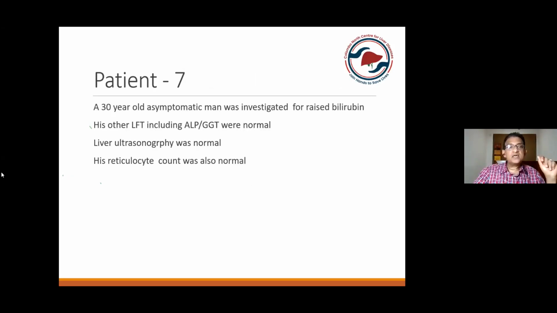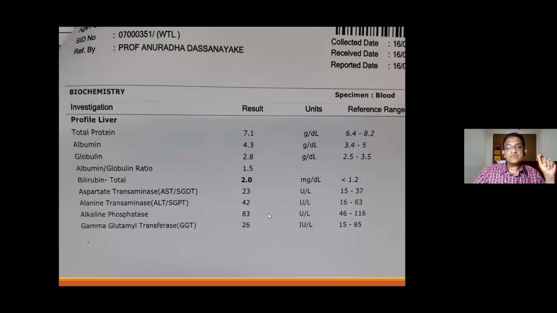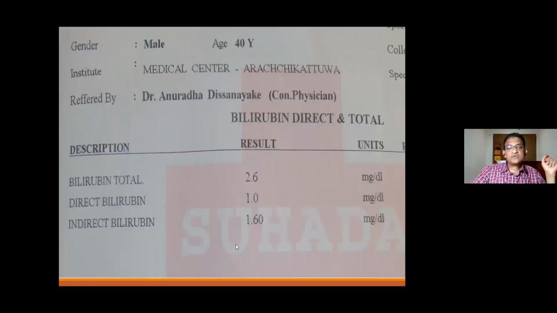So patient number 7, a 30-year-old asymptomatic man was investigated for raised bilirubin. His other liver functions, including alkaline phosphatase and gamma GT, were normal. Liver ultrasonography was normal. His reticulocyte count was also normal. So this patient, in fact, we discussed earlier. So this was the cause for his raised bilirubin. Bilirubin was 2, and when you do the fractionations, direct was 1, indirect bilirubin 1.6, and total was 2.6. This is very common. This is most likely to be Gilbert syndrome.